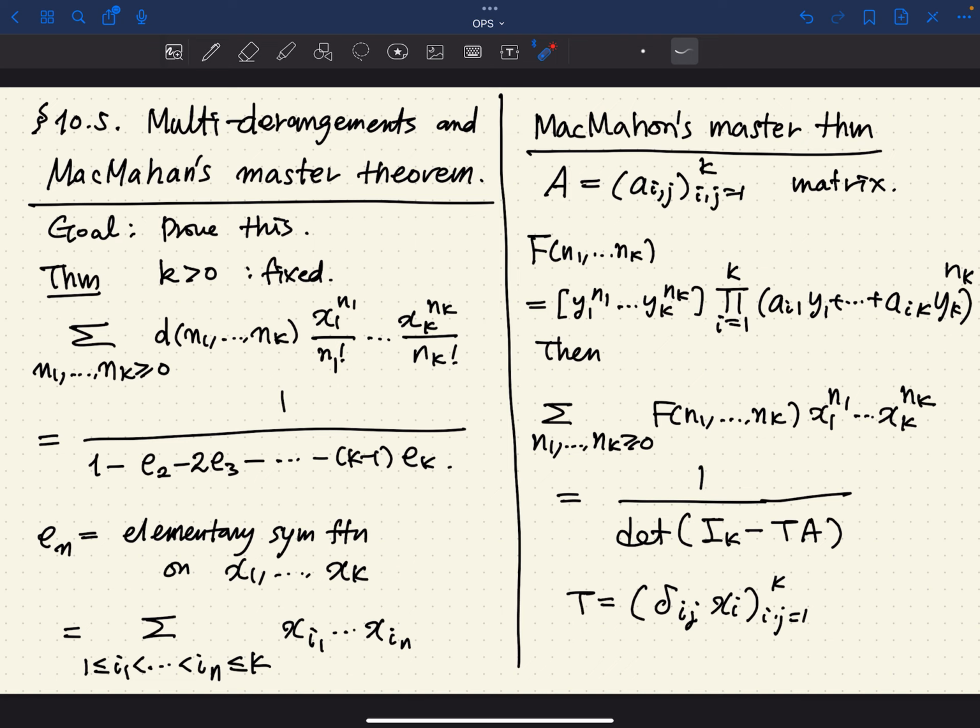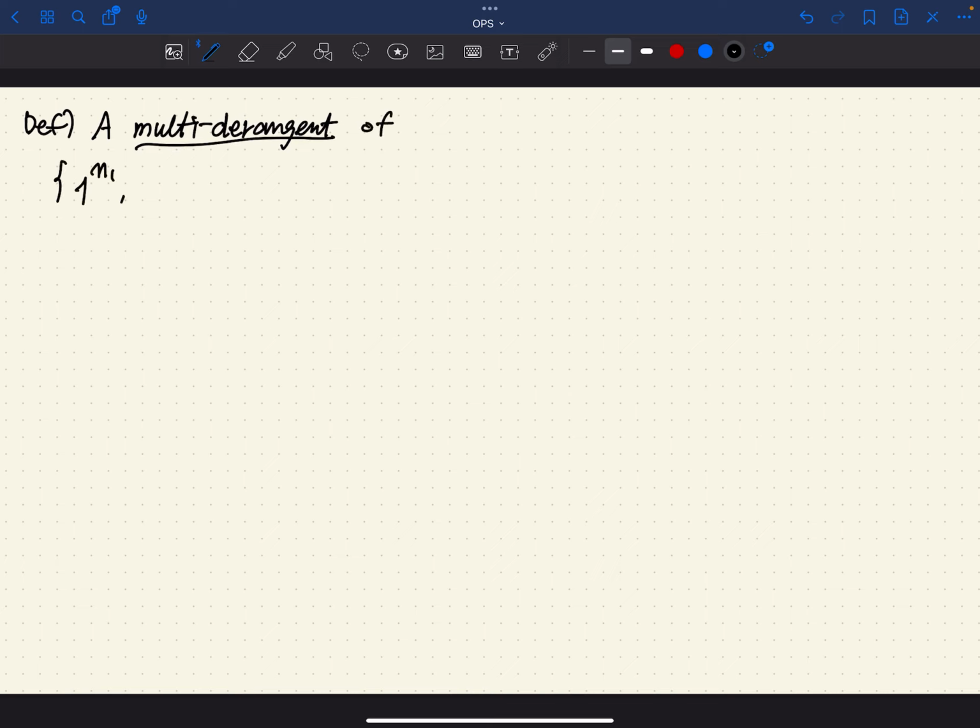All right. But first, we need some setting. I'm going to define a multi-derangement. It's almost the same thing as a derangement. I'm considering a multiset, where multiset means it's a set, but we allow multiplicities. A multi-derangement of this multiset is just an arrangement, just like a permutation is an arrangement of letters.